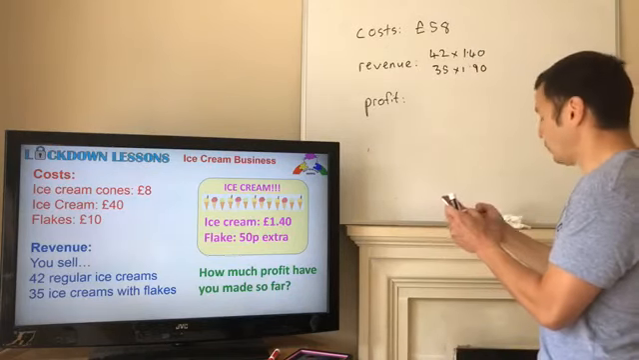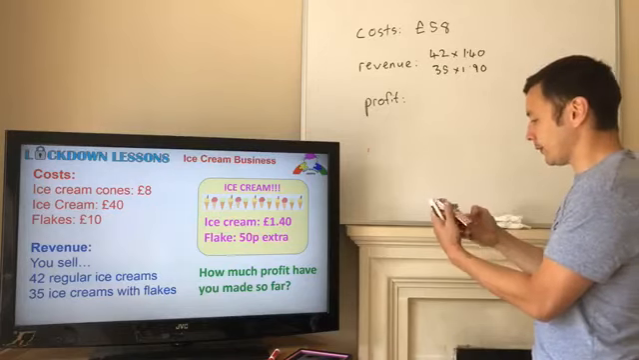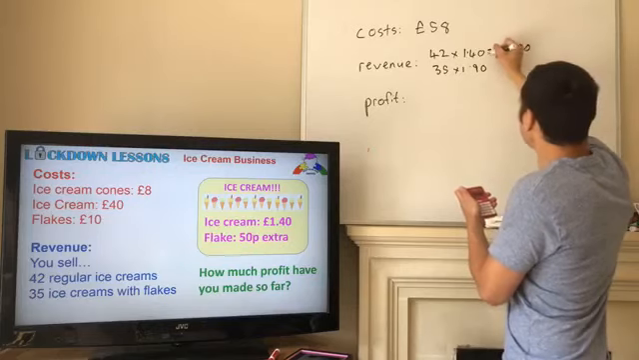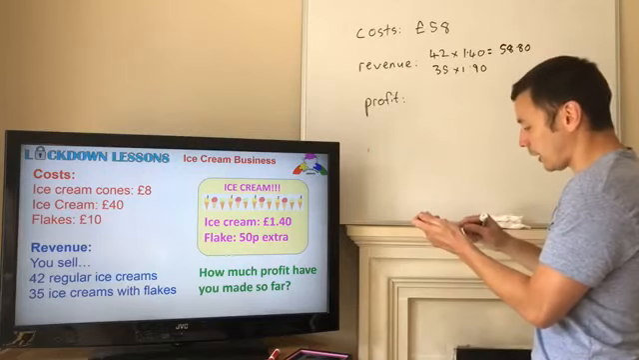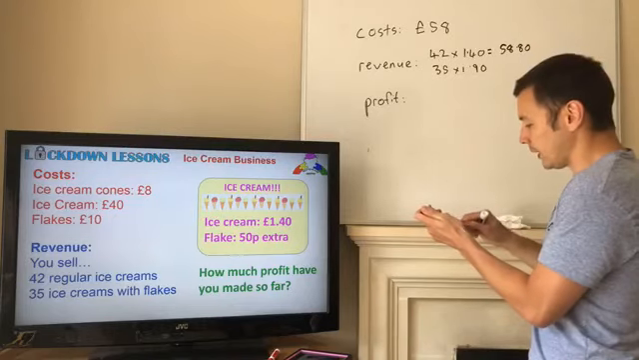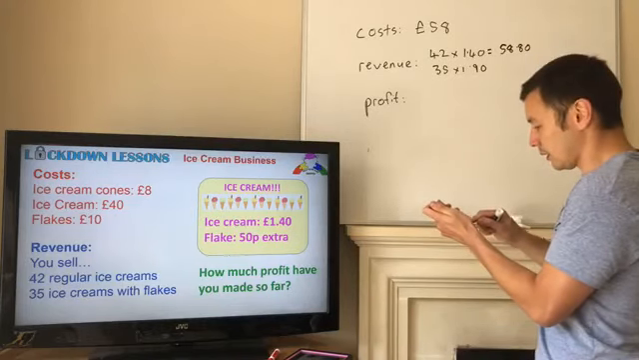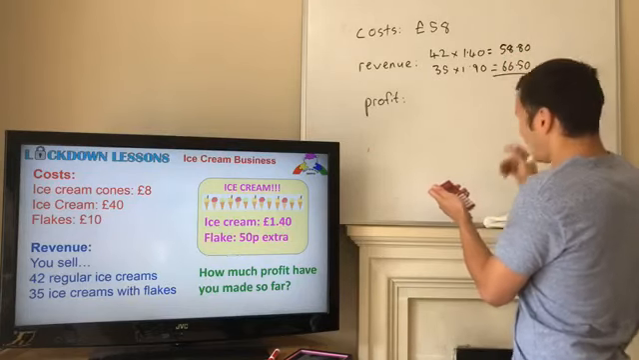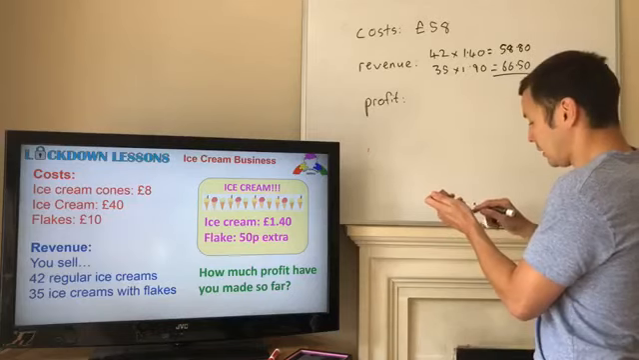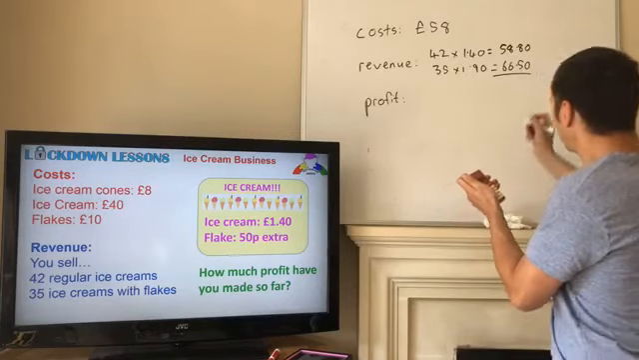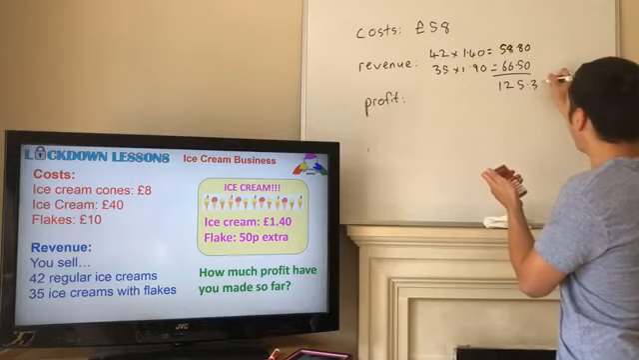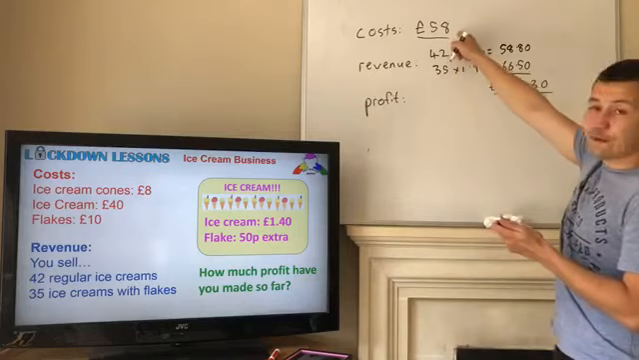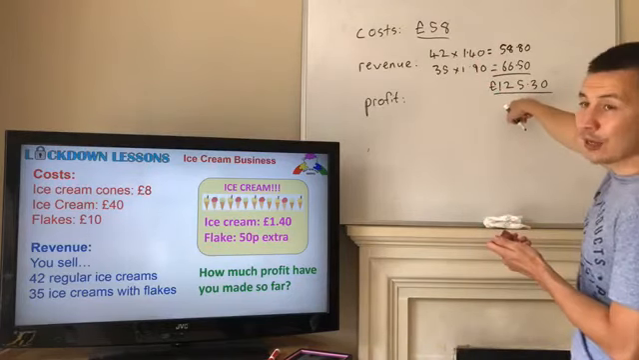So my 42 times £1.40 is £58.80, and then my 35 times £1.90 is £66.50. If I then add those together, gives me £125.30. Okay, so I've got my costs of £58, my revenue of £125.30.